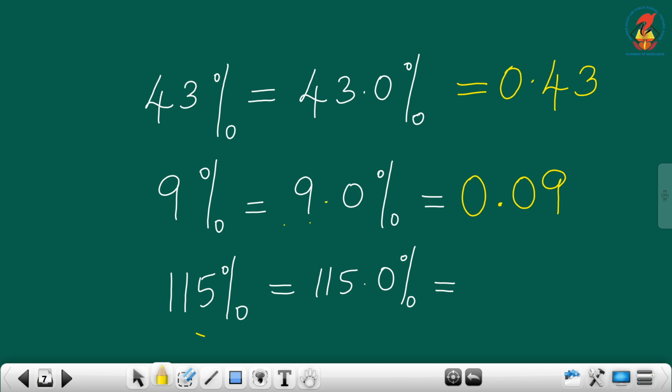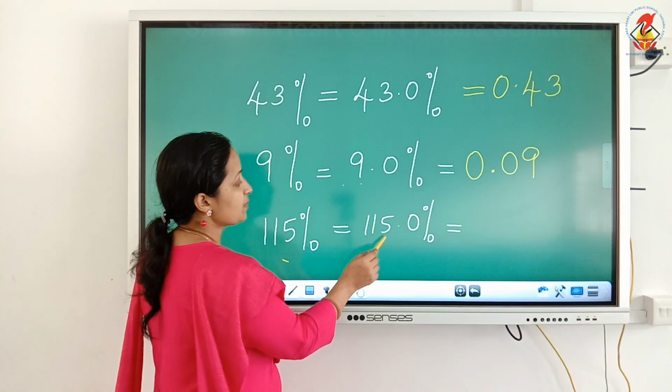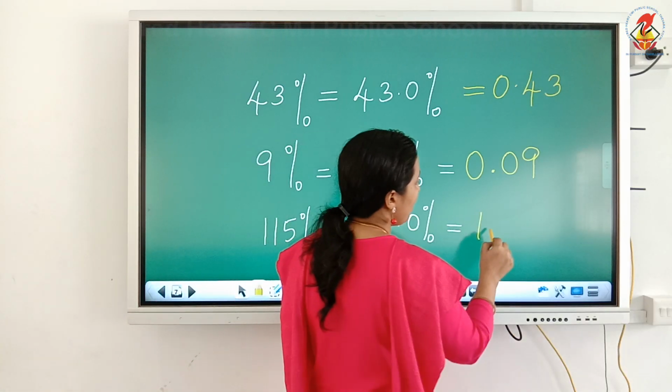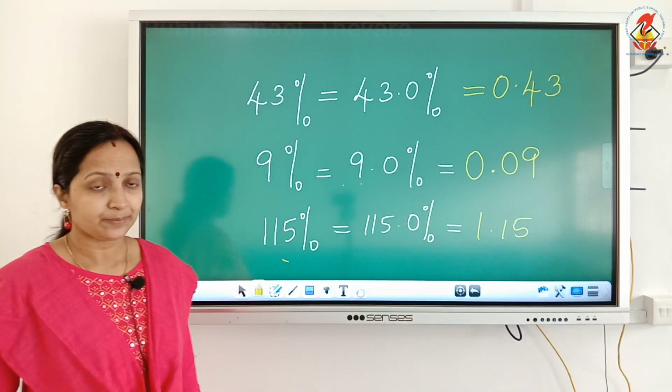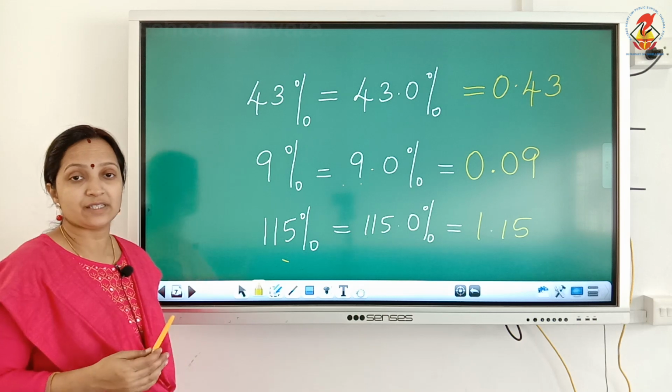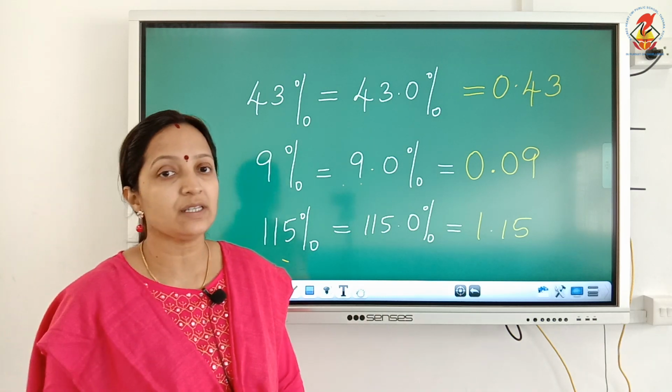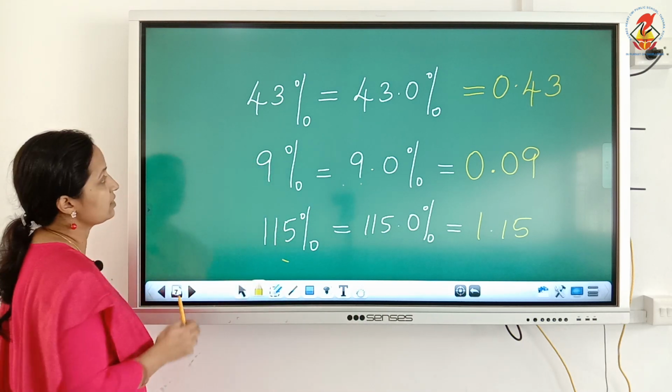Okay. Now what is the answer for this question? 115, the same as 115.0%. So the decimal point is here, move the decimal point 2 places to the left side. That means first place, second place. So what is the answer? 1.15. I hope it's clear now. So this is how to convert the percent into fractions and decimals. Now we will do exercise questions.